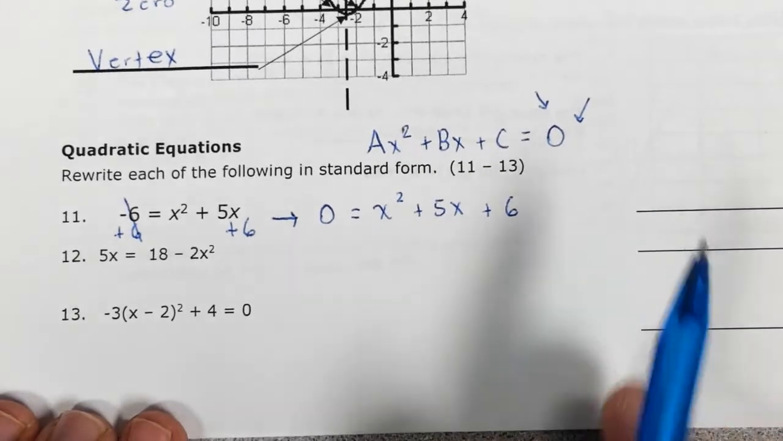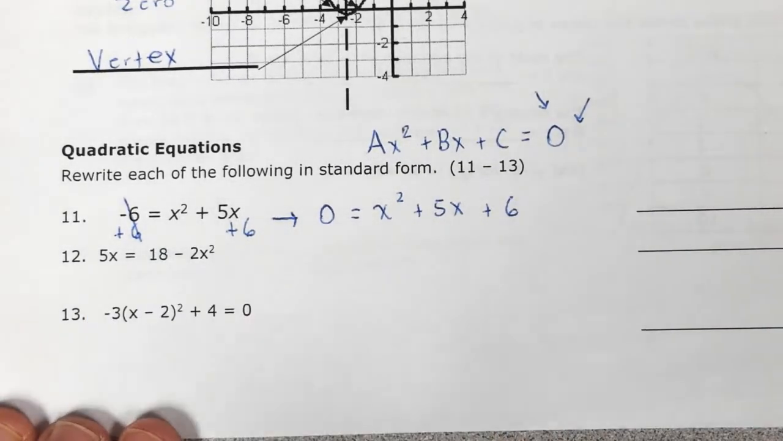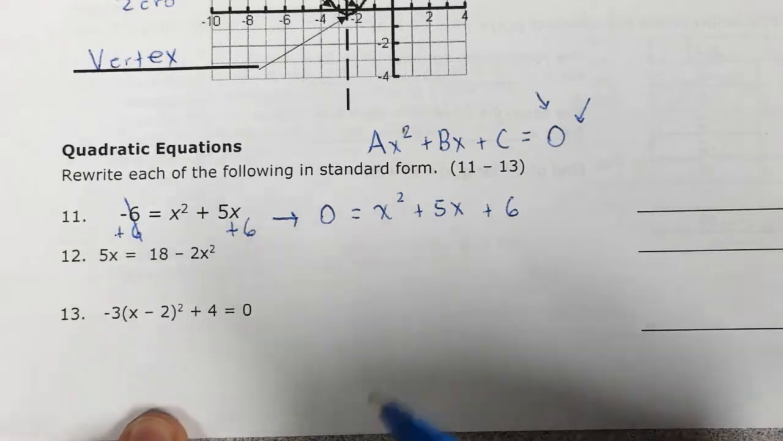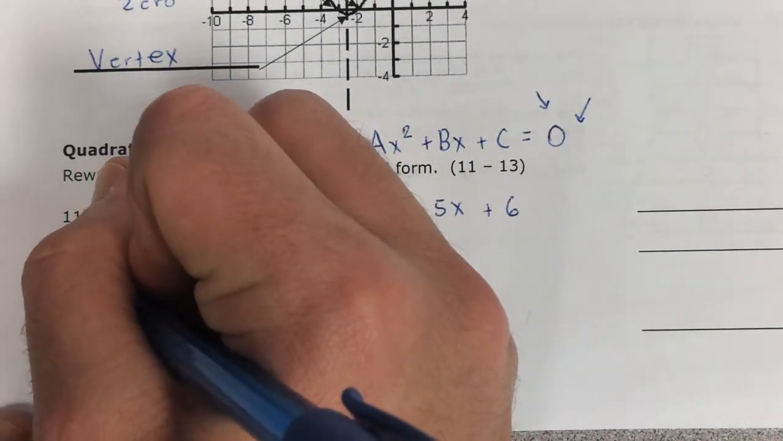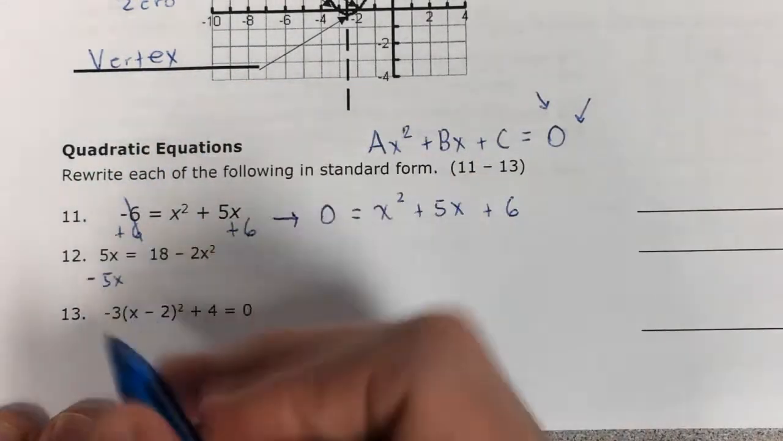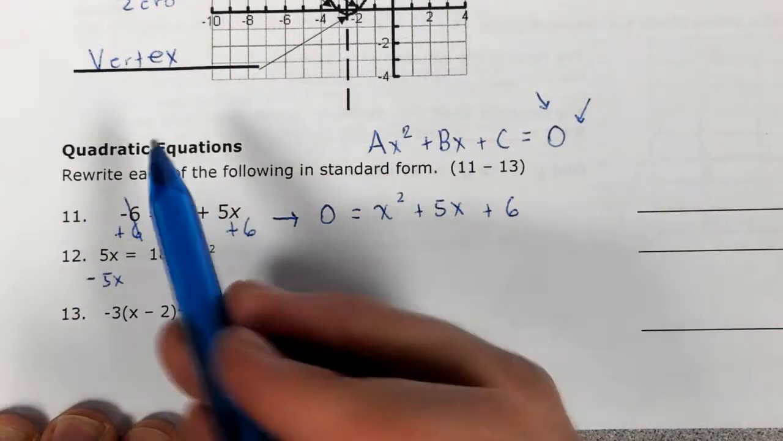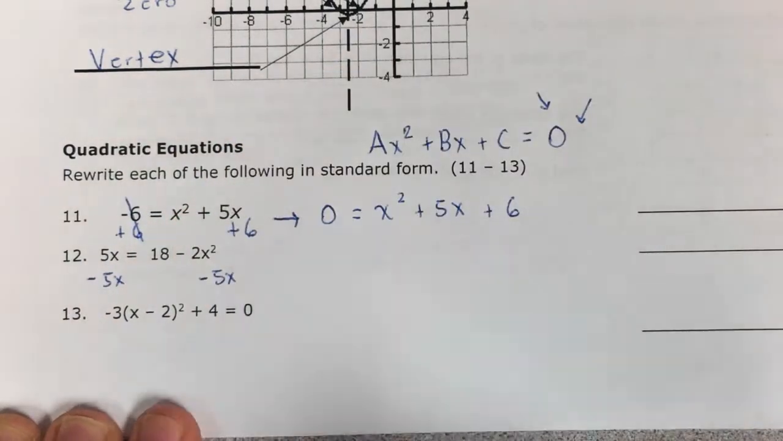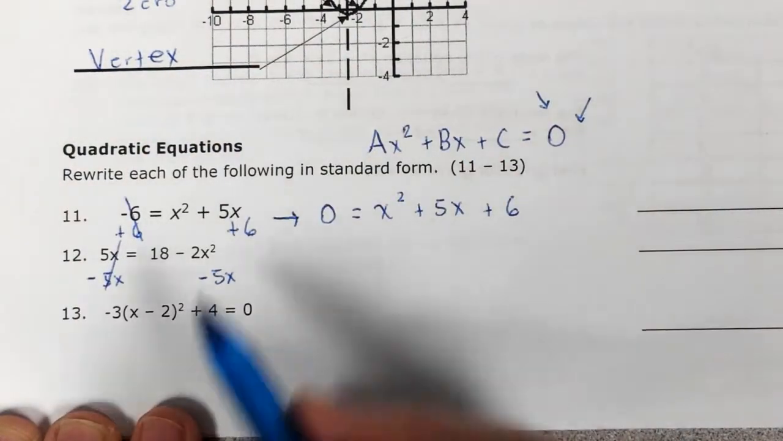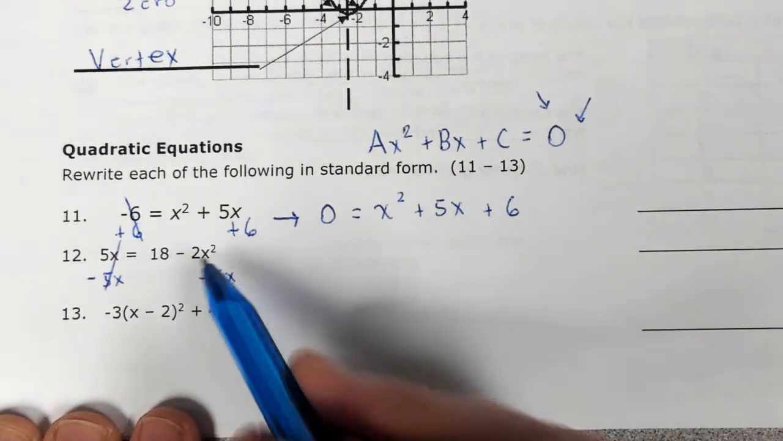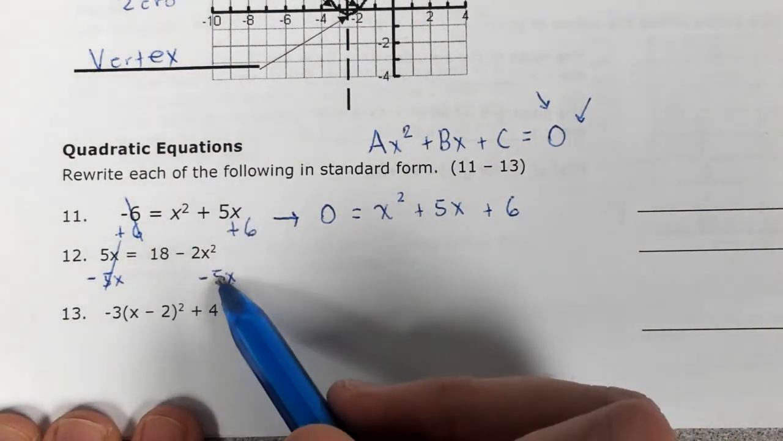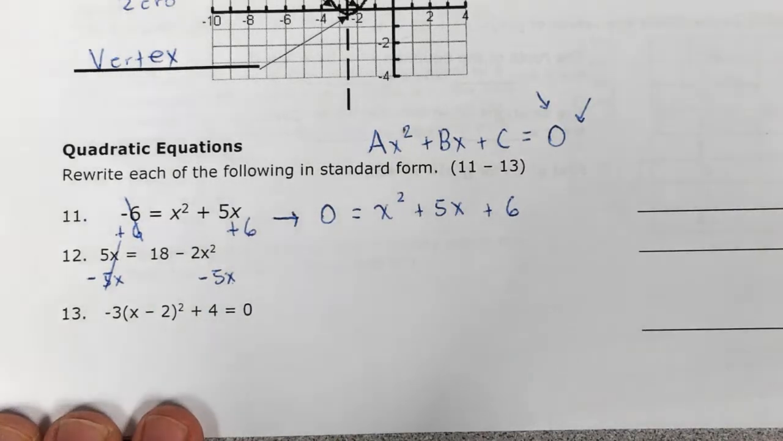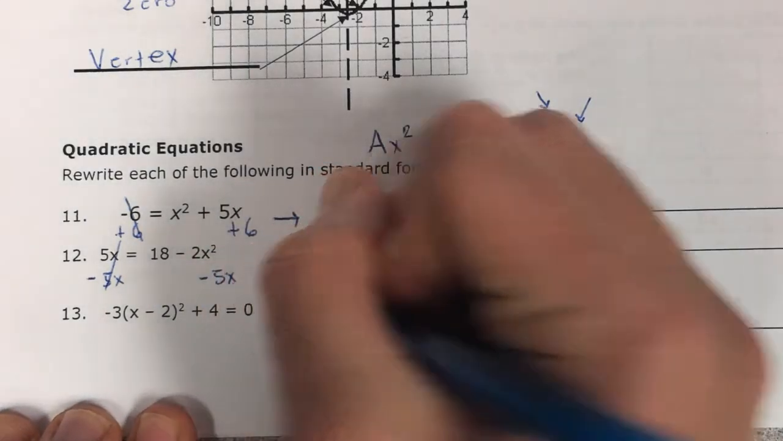All right, next one. Number 12. Is this equal to 0? Nope. So I need to get rid of this positive 5x. How do I get rid of this positive 5x, you say? Correct. I subtract 5x. If I do it on this side of the equal sign, I have to do it on this side of the equal sign. So I subtract 5x. These two go away. Can I combine this 5x with an x squared? Nope. Can I combine this 5x with an 18? Nope. So I copy it down again.